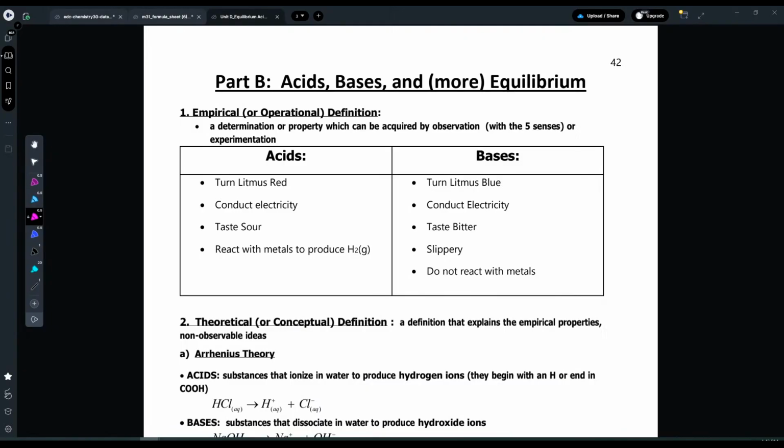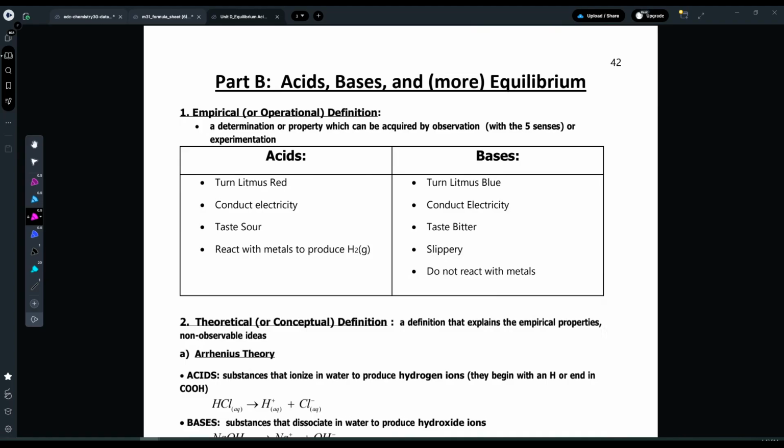For the empirical definition of acids and bases, that's based off of properties which can be determined by using our five senses or through experimentation. So the empirical definition of an acid would be that it turns litmus paper red, so you can remember that as red acid if you pronounce the word acid slightly incorrectly. Acids also conduct electricity, they taste sour, and they react with metals to produce hydrogen gas.